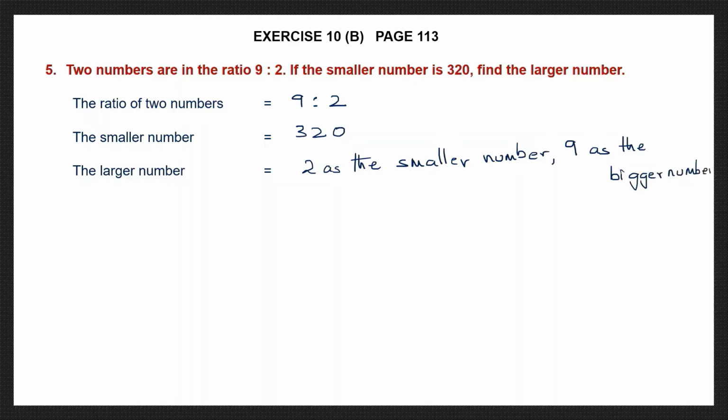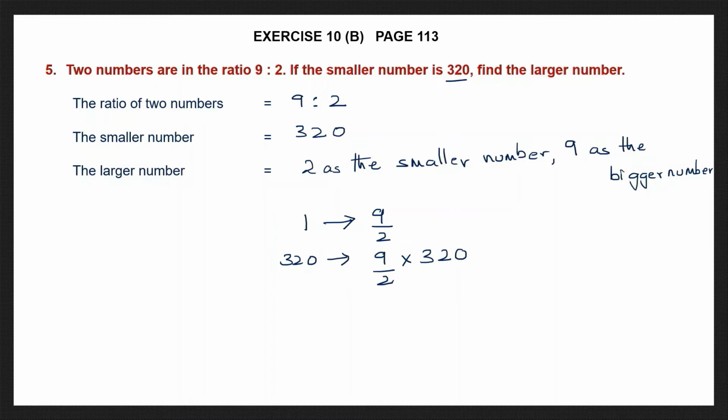Now, if we take 1 as the smaller number, then the bigger number will be 9/2. Okay, 2 is a smaller number. If I take 320 as the smaller number, then my bigger number will be 9/2 into 320.